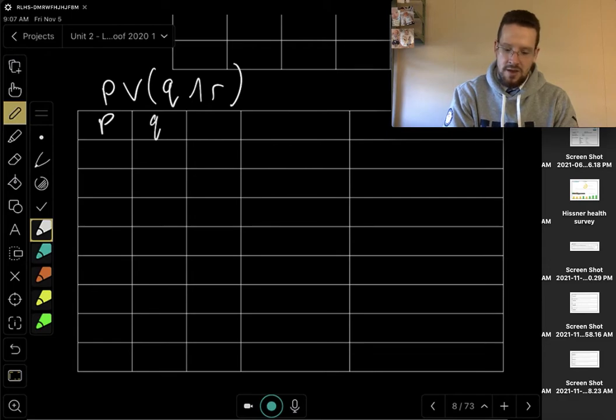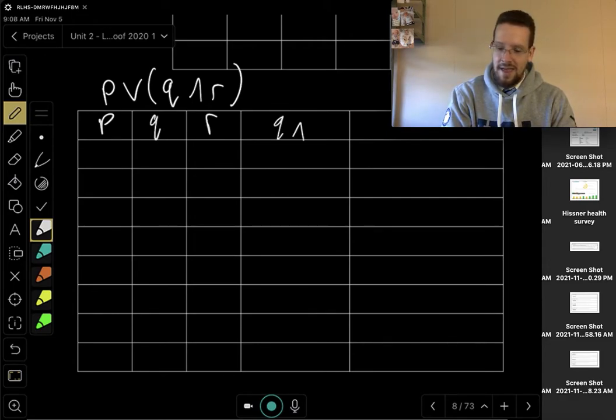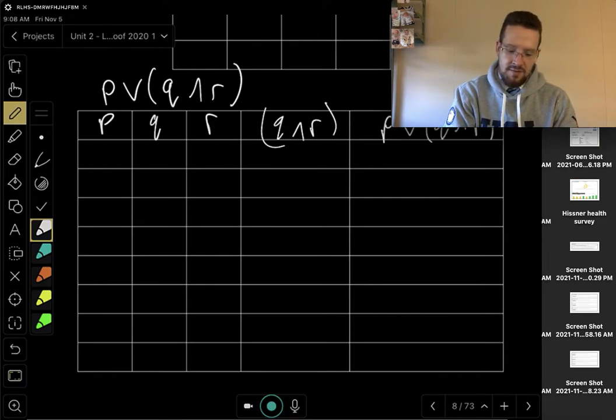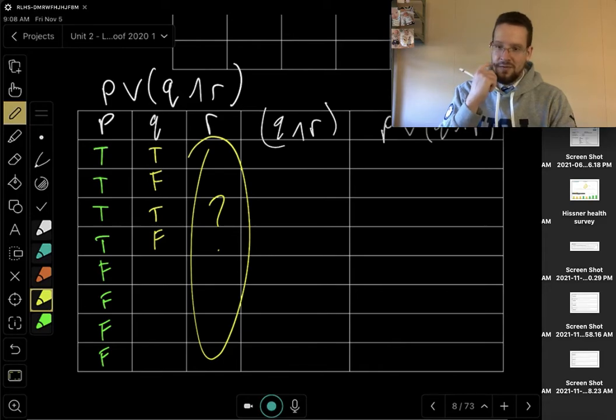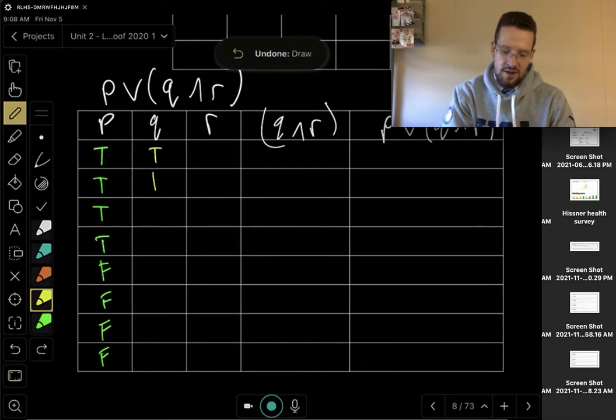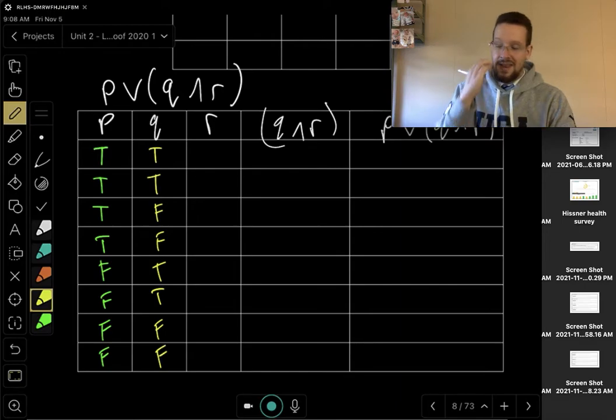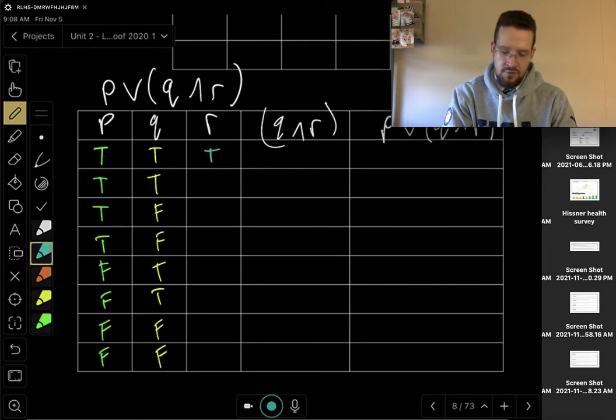So we got P, we got Q, we got R, we got Q and R, and then we have our whole statement, P or Q and R. Half of these have to be true: true, true, true, true. Half of them have to be false: false, false, false, false. And we need to start alternating. But if I just started alternating my statements here, true, false, true, false, don't do this, then what would we do with R? How could we do that further? Well, because there's three here, we can start to chunk it. So true, true, false, false, true, true, false, false. And now when we go to do R, we can do true, false, true, false, true, false, true, false.